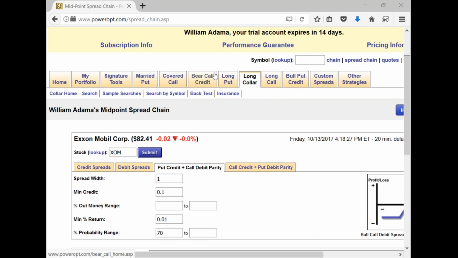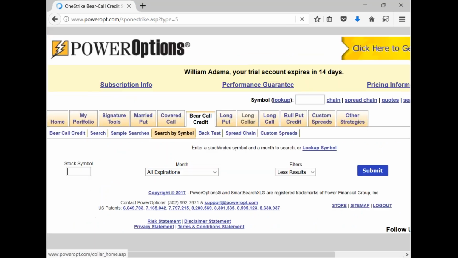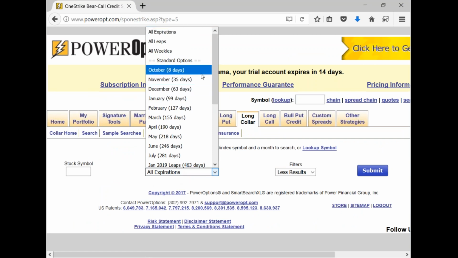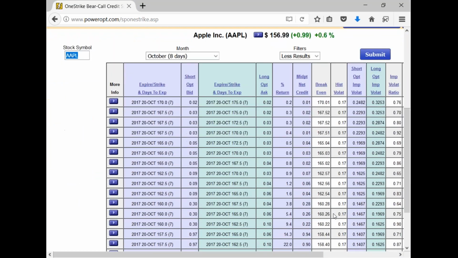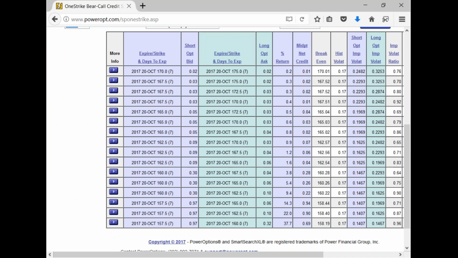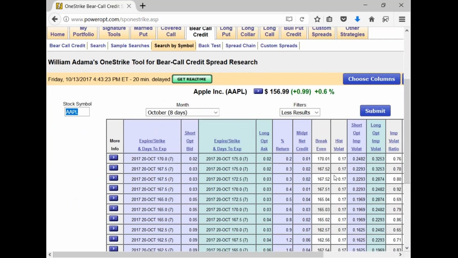Yeah, the search by symbol tool is another way. It just doesn't have the flexibility that you're looking for, right? So if I went to the search by symbol tool, I could put in AAPL, use less results, but it doesn't have the filtering capability, which I know is why you don't use this tool, because it just populates it with several different spread positions, makes it more difficult to sort through because there are no sort filters on this particular one.